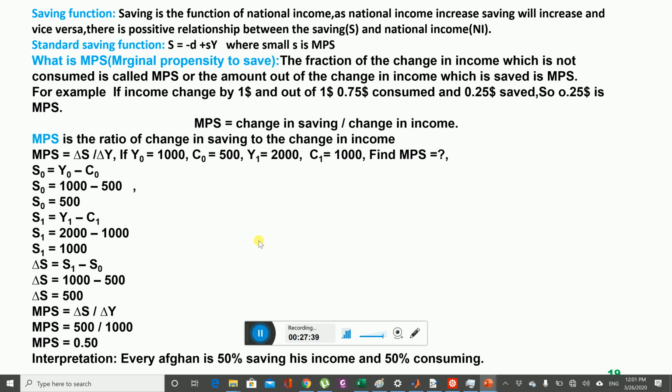It means when the national income changed from $1,000 billion to $2,000 billion, it doubled. The saving also changed from $500 billion to $1,000 billion, and it changed by $500 billion. A 50% change. So MPS is change in S divided by change in Y. Change in S we calculated as $500 billion, change in Y is $1,000 billion, and the calculated ratio is 50%. Interpretation of the MPS: every Afghan is saving 50% of his income and consuming 50% of his income.